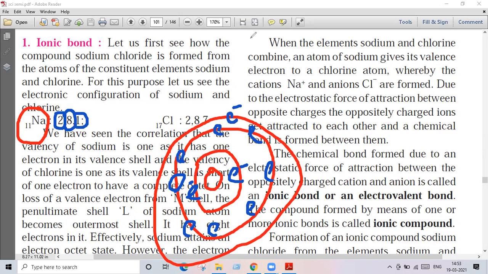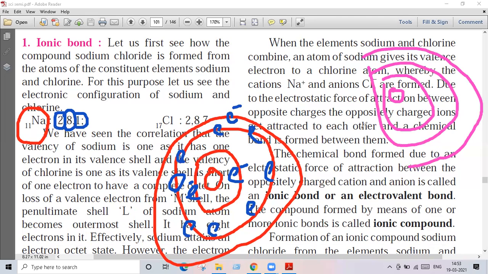Now we'll take the atom of chlorine. Same. First orbit, second orbit, and this is third orbit. But the diagram is not good, guys, so try to understand. Now, what happens? In the first orbit, there are 2 electrons. In the second orbit, there are 8 electrons. See here, you can see 1, 2, 3, 4, 5, 6, 7, and 8.